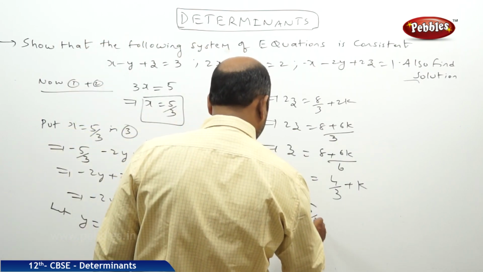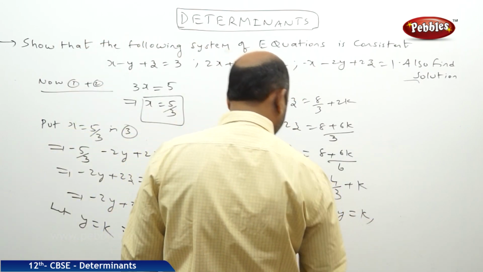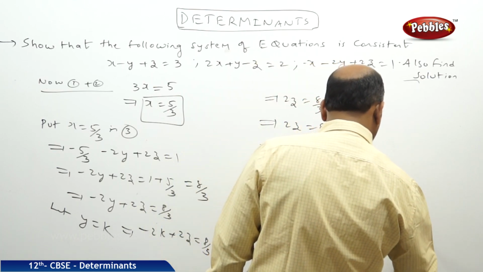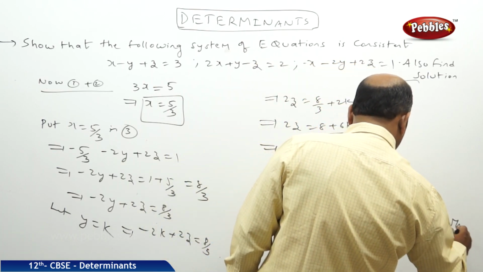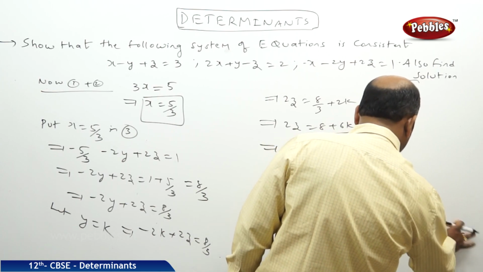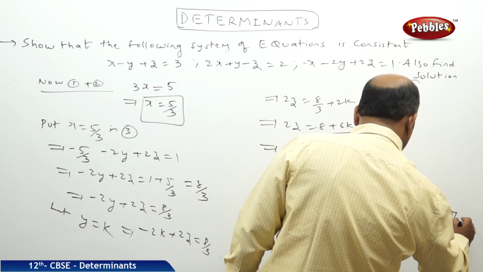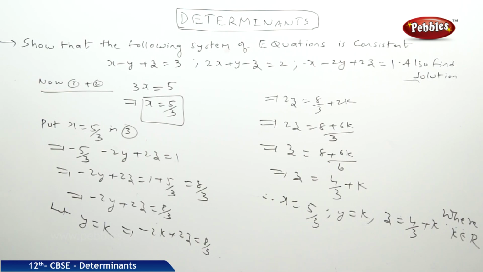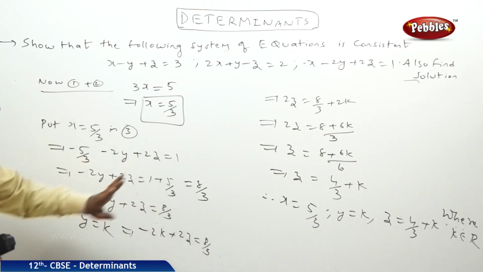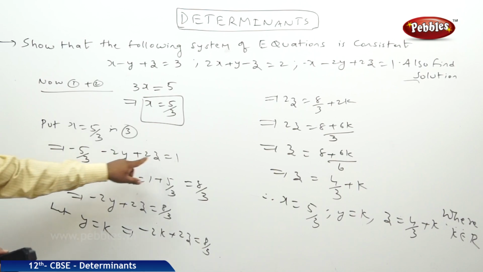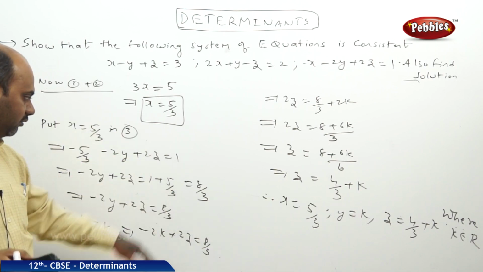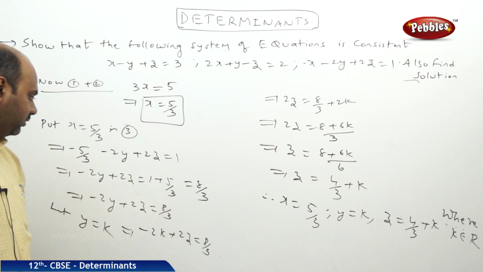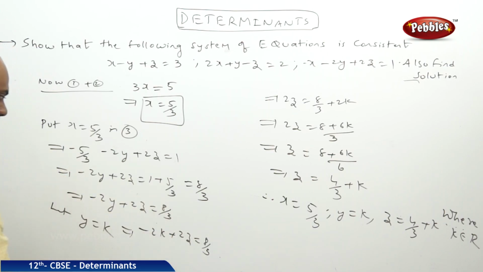Therefore, we got x is 5 by 3. I assumed y as k and I got z is equal to 4 by 3 plus k, where k belongs to capital R. We shall see once again. X is 5 by 3. We need to put x is equal to 5 by 3 in the third equation. Minus 5 by 3 minus 2y plus 2z equal to 1. So minus 2y plus 2z is equal to 1 plus 5 by 3, which is 8 by 3.